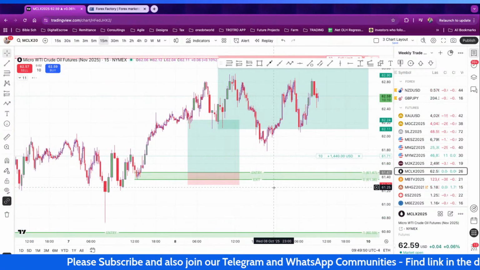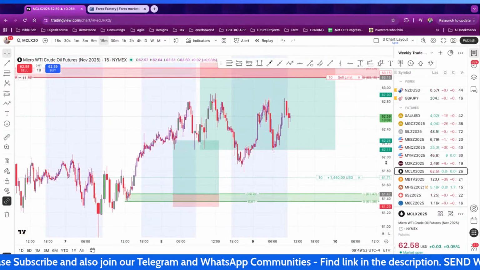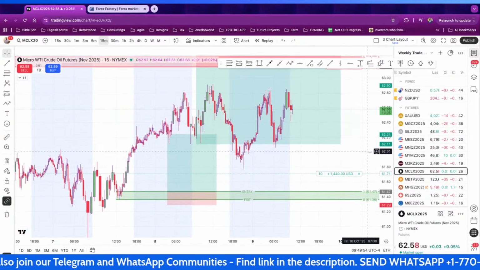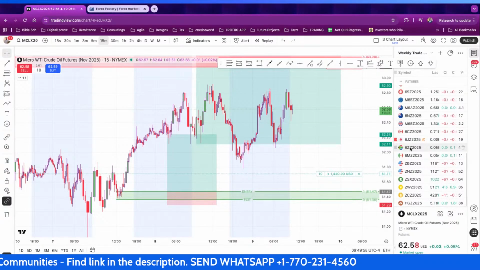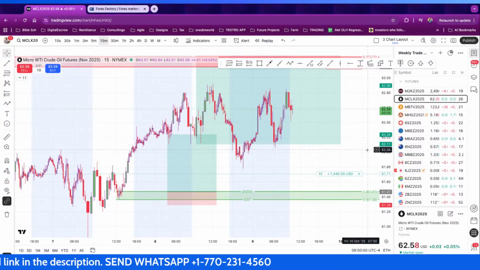All right, pretty much that's it. That's it for me, guys. If you want to trade some of these other tradable assets, you should find them on the grid.